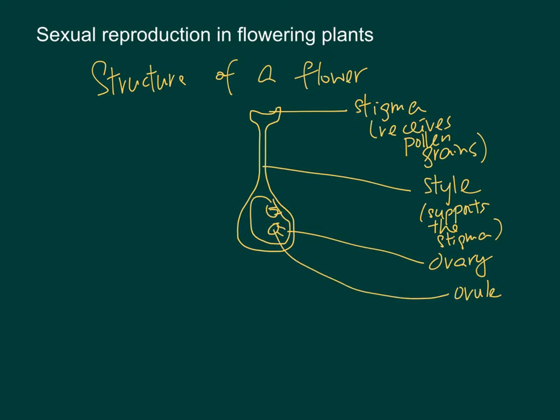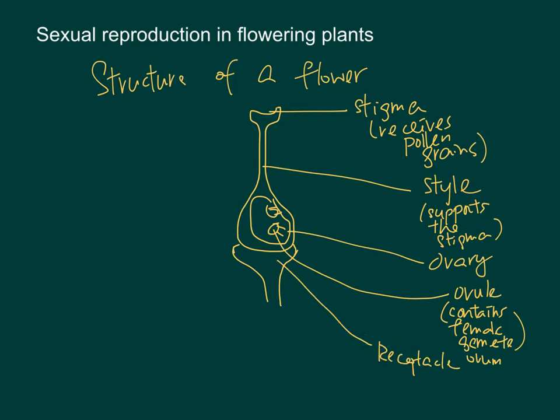Next, we have the ovary. The ovary contains ovules inside, and the ovule contains female gametes inside. Now, all of this is supported by the receptacle, which is ultimately supported by the flower stalk.